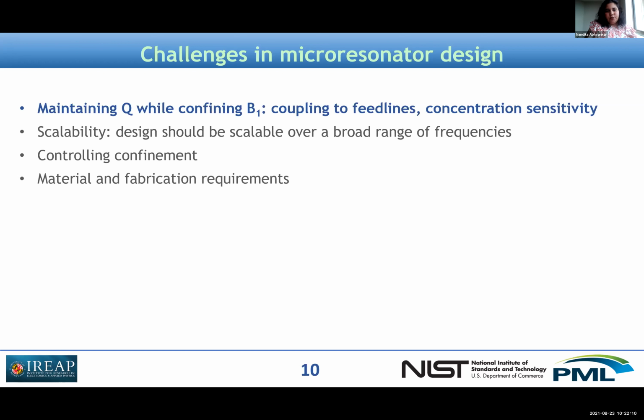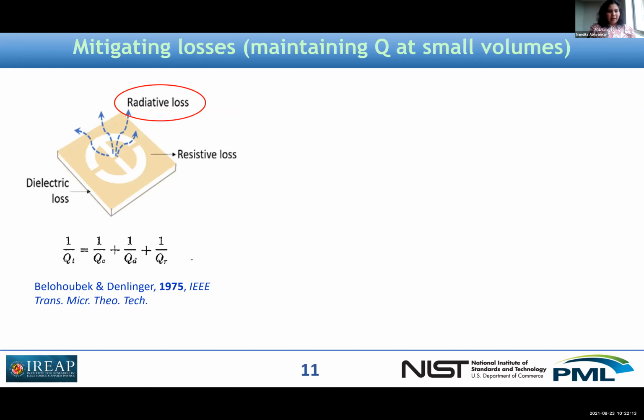So the first, maintaining Q while confining B1. As I said earlier, there are 3 types of losses from a planar microresonator. In this case, a planar microresonator is basically a metallic structure deposited on a dielectric substrate. And we do this because we can get very small feature sizes of less than 100 microns. But from such structures, we have 3 types of losses: dielectric, resistive, and radiative. The resistive or ohmic loss can be overcome to a certain extent by going to a lower temperature so that the ohmic losses decrease.